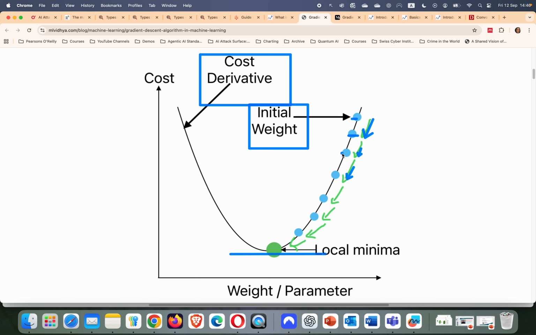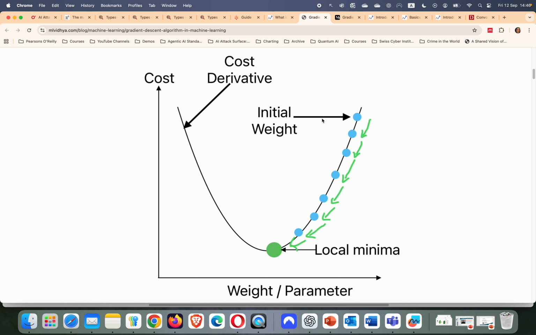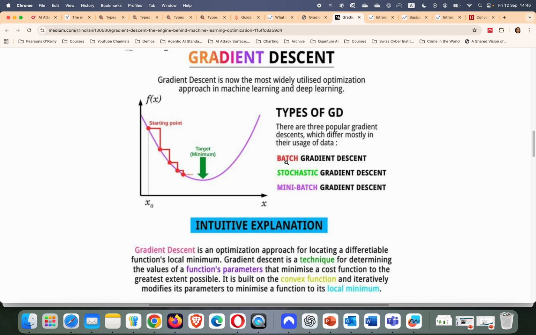So it depends on how many steps you need to perform to reach there. But my favorite explanation of gradient descent is this. Although it doesn't actually come from a journal paper, it comes from a news article, where gradient descent is described as a widely used optimization approach in machine learning. It says there are different types of gradient descent: batch, stochastic, and mini batch. So this is just explaining what those are.